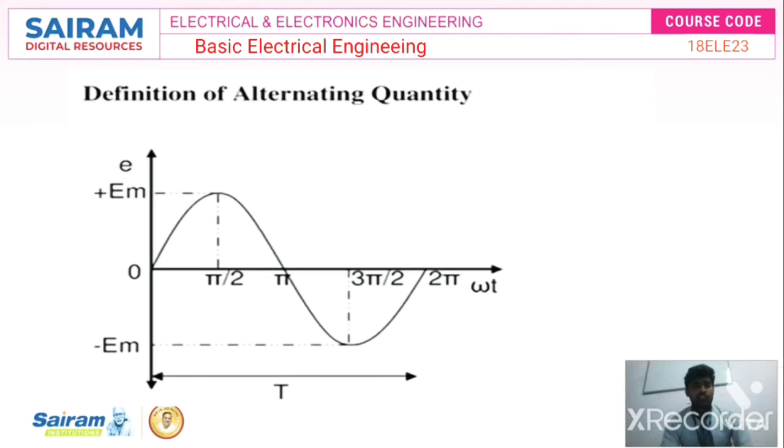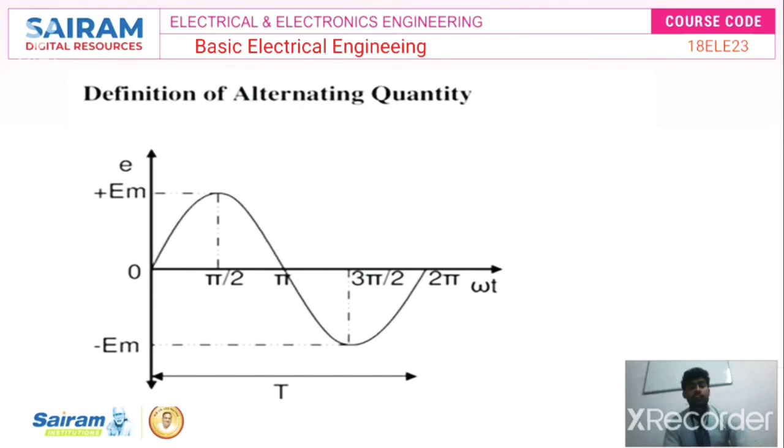And next we have the definitions of alternating quantities. We have time period, the time taken for completing one complete cycle, a complete half cycle, and another half cycle, I mean a complete positive half cycle and a complete negative half cycle. Then peak to peak value, plus m to minus m, and frequency, the number of cycles per second, and amplitude, the maximum value of alternating quantities, and also instantaneous values.